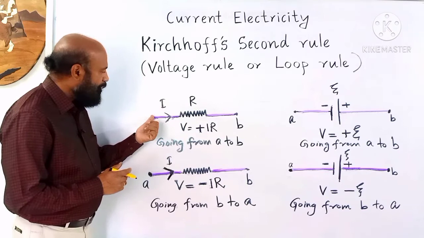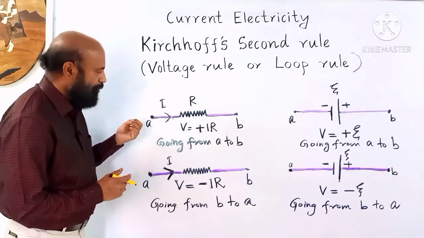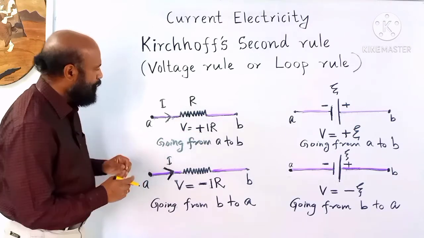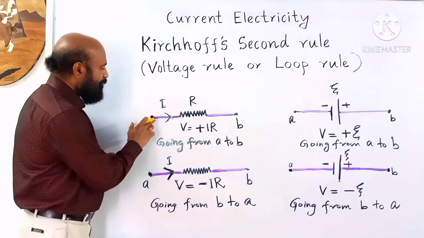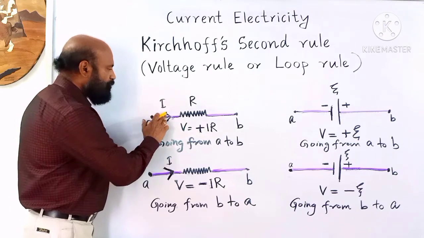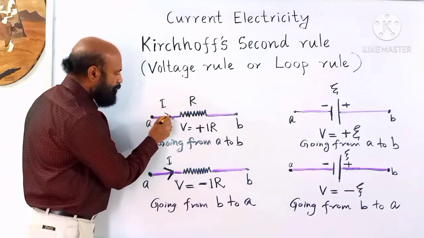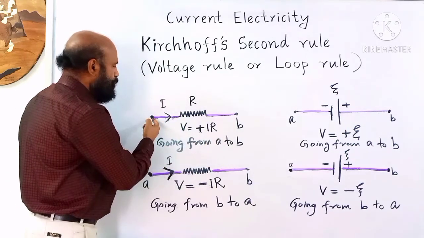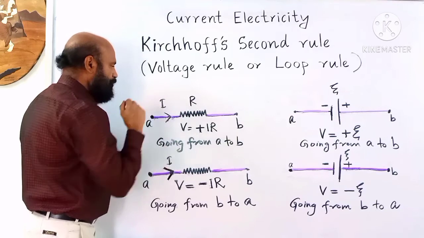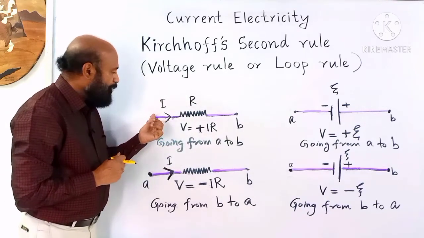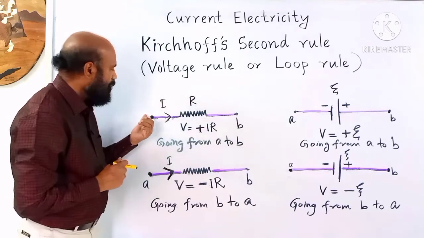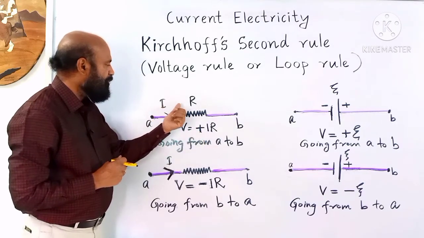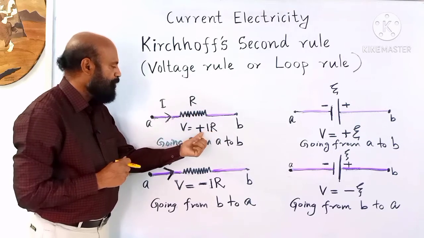If the direction of the current is in the direction of the loop, it is to be positive. For example, here current is along this direction, this arrow mark. But the loop can be A to B or B to A. If the direction of the current is in the direction of the loop, it is to be positive. So here current is I, resistance is R. So I into R, it is positive.